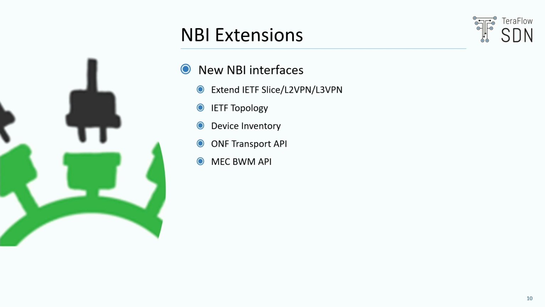Besides that, the device inventory is work in progress. On the Telefonica side, they are working hard on that, and we hope to release it in the next version of TeraFlow. This will be release 3. The ONF Transport API is still not supported. It's just planned. Hopefully, it will land maybe not for release 3, but for release 4. And finally, the MEC bandwidth management API. We have a preliminary version of this API that is right now being tested, and it's planned to be merged soon.